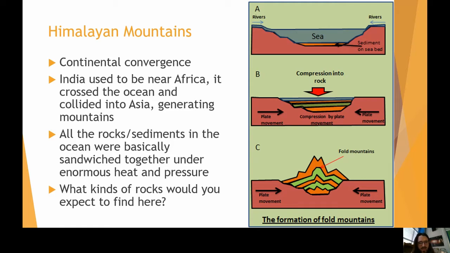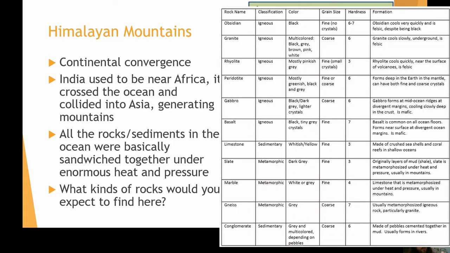So what kinds of rocks would you expect to find with all of these previous rocks that were layered down on the bottom of the ocean getting basically smashed together into a mountain? What kinds of rocks do you think you might find there from our previous examples?